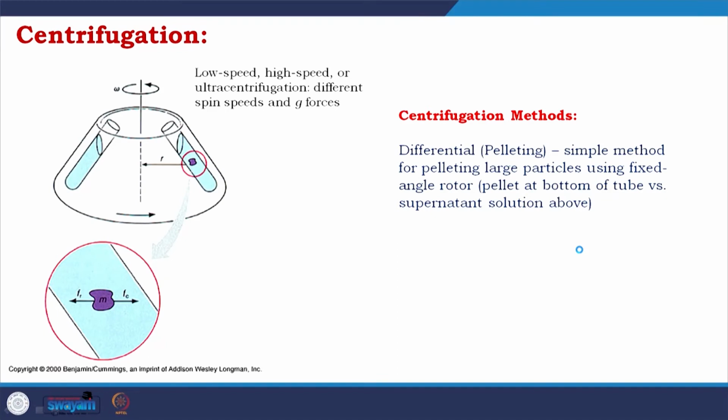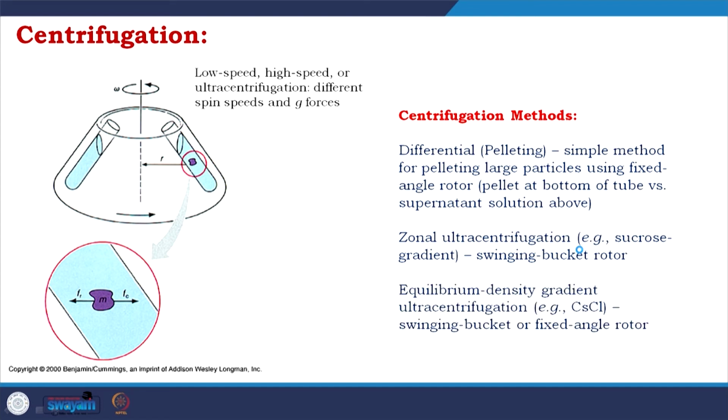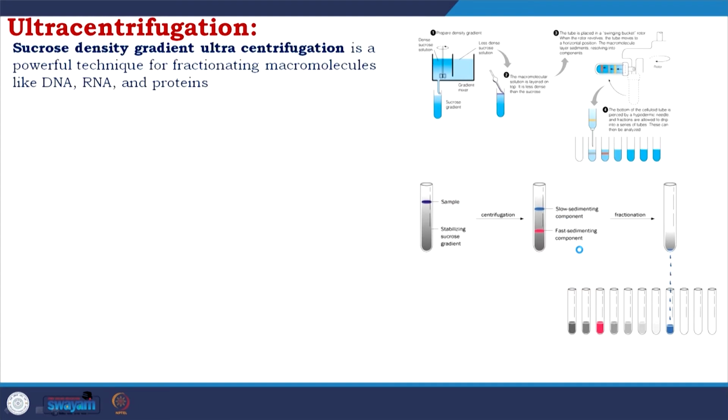So, centrifugational methods, differential, which is pelleting, a simple method for pelleting large particles using a fixed angle rotor, pellet at bottom of tube versus supernatant solution above. So, the pellet would be at the bottom, you will throw the supernatant if you do not need it, and you take the pellet, there is your cell or what you need. Zonal ultracentrifugation, sucrose gradient, and it would be in a swinging bucket rotor. Equilibrium density gradient ultracentrifugation, which is cesium chloride, swinging bucket or fixed angle rotor, both are validated. So, these are the processes.